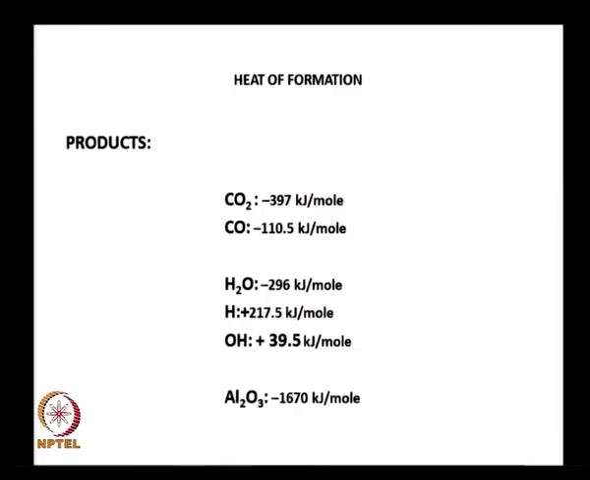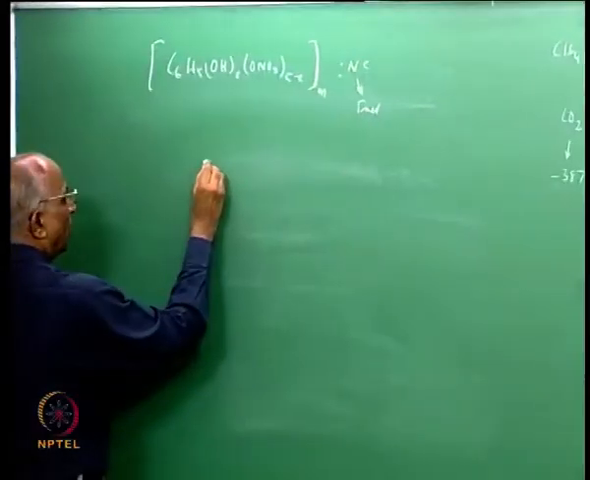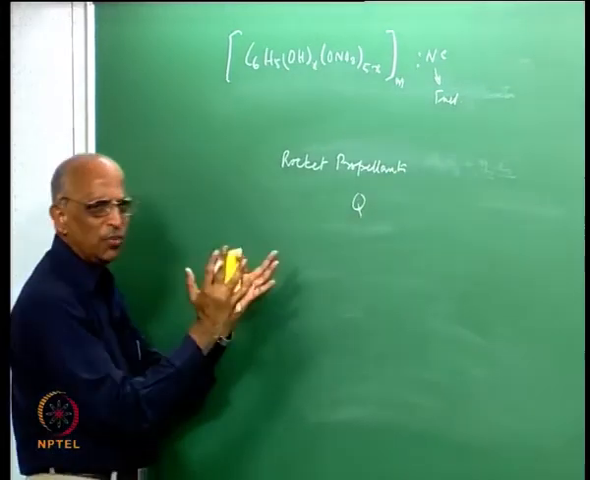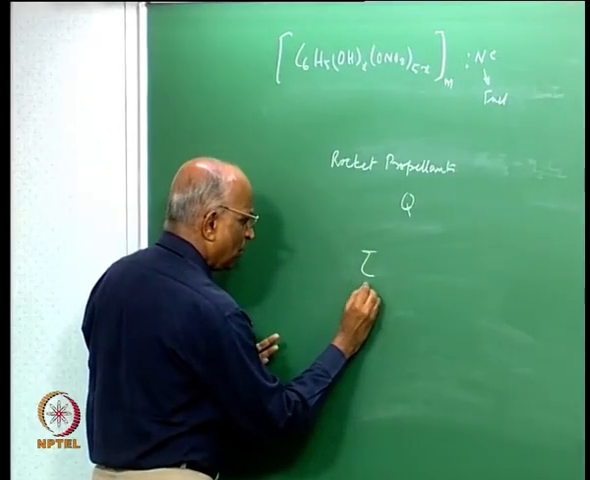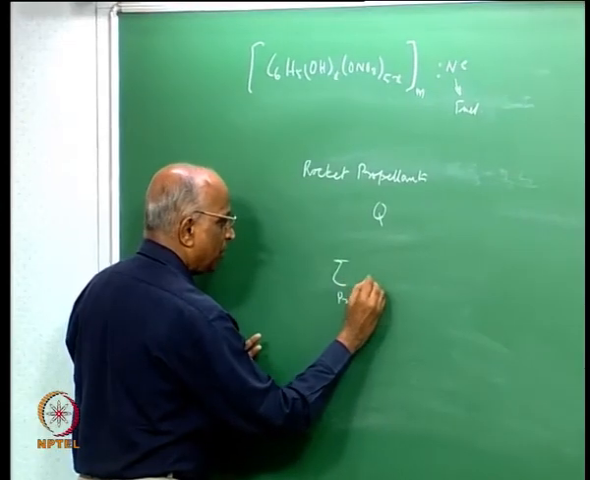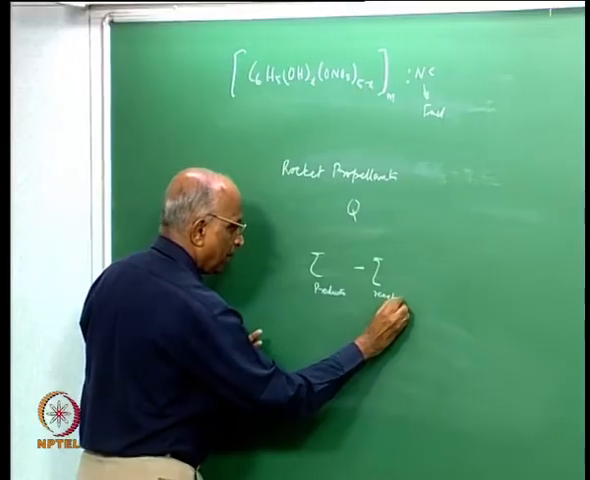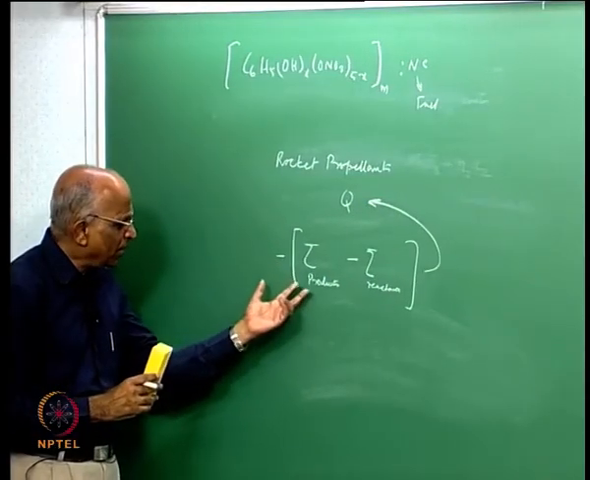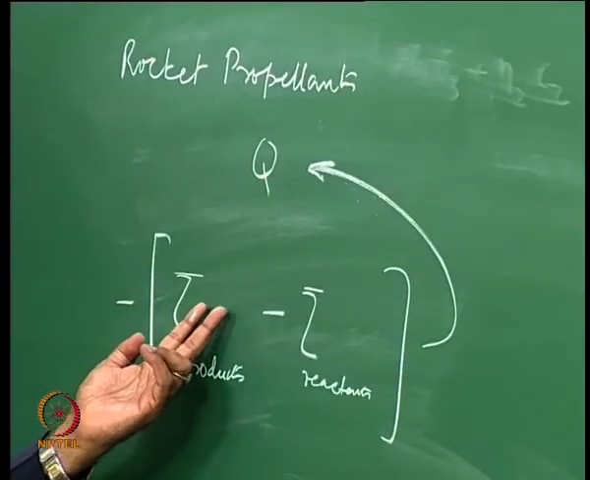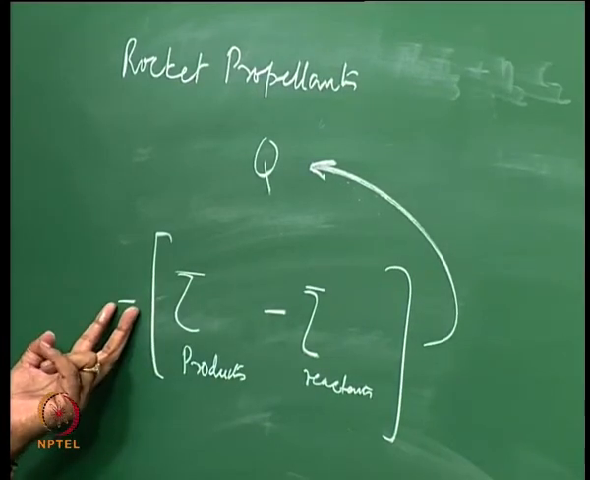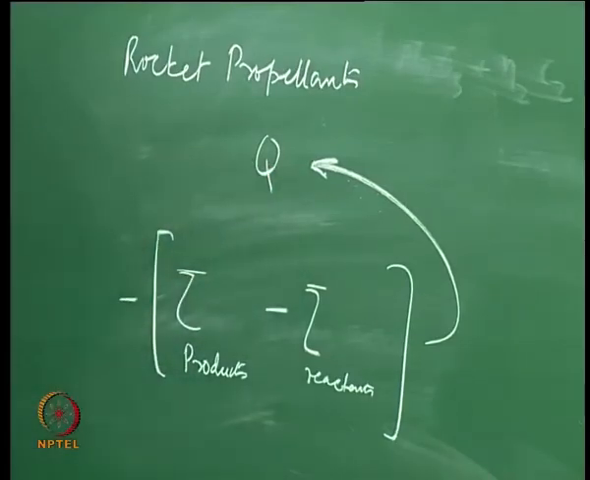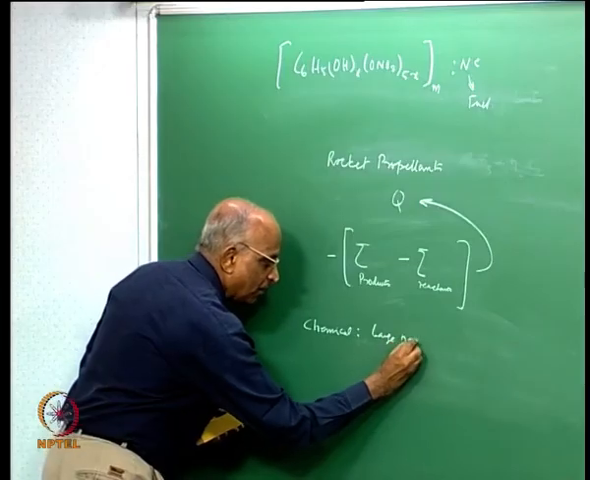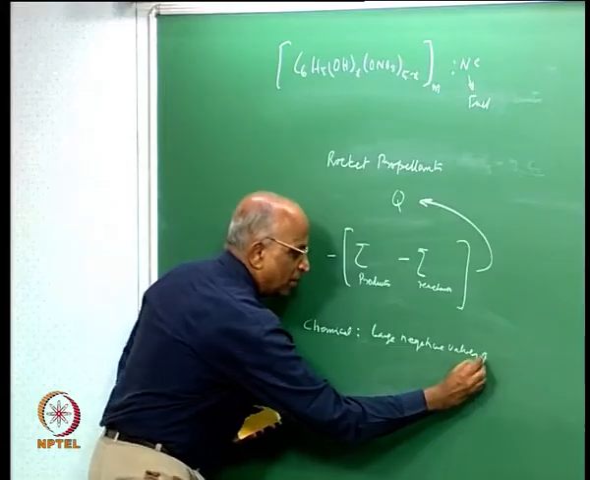Now, why are we interested in this? We would like to have rocket chemical propellants which will give as much Q as possible. To get a high value of Q, we told ourselves that the net heat of formation of the products minus the net heat of formation of the reactants is what gives the value of Q. Therefore, what do I see from this? If the products have individually high negative values, this negative becomes positive and I could have a high value of Q. Therefore, one of the requirements of chemicals which can be used as propellants is that the products must have large negative values of heat of formation.